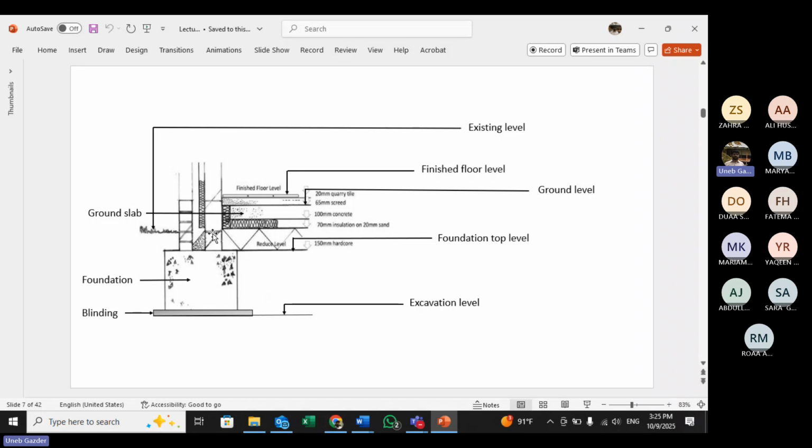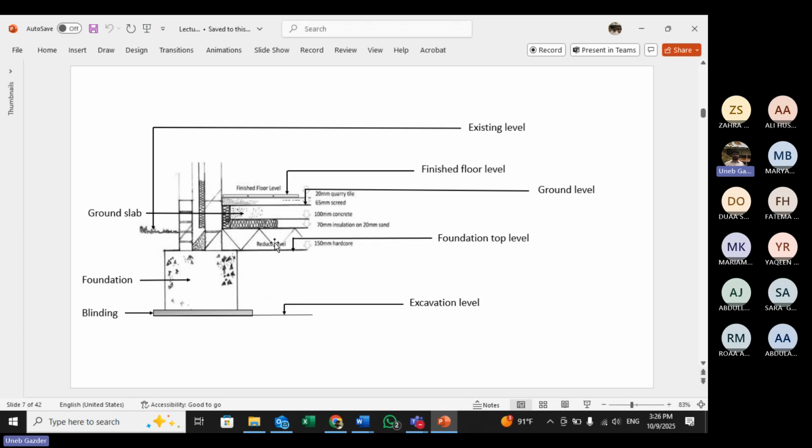And then you have the foundation. So at the excavation level you have the blinding, then the foundation, and you reach the foundation level. Over the foundation level, you have the reduced level. Before you started any structural work, you leveled the entire ground to this value, the reduced level, and this is the top level of the foundation. Wherever the reduced level is, this is where you will put your slab and do everything. So this must be hardcore.